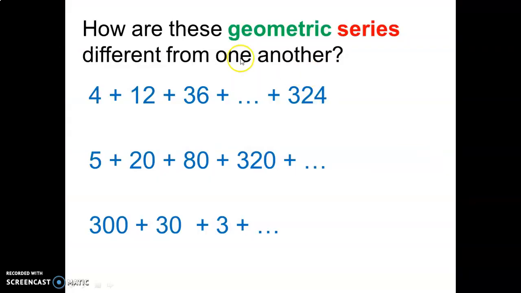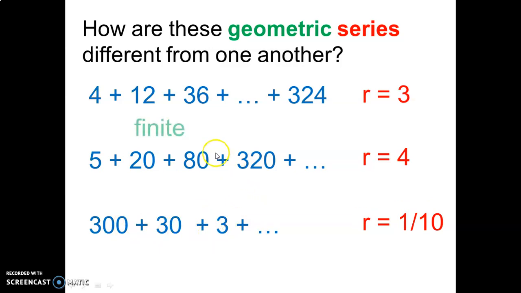Let's take a look. We have some geometric series here, and how are they different from one another? Well, look at the first one. The first one has an r value of 3. We can see it's multiplying by 3 every time. We can also see in the second one the r value is 4, so also multiplying by 4 every time. But in the last one we have an r value of 1/10. Every value is 1/10 of the previous.